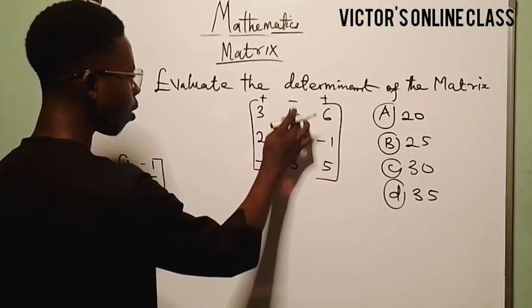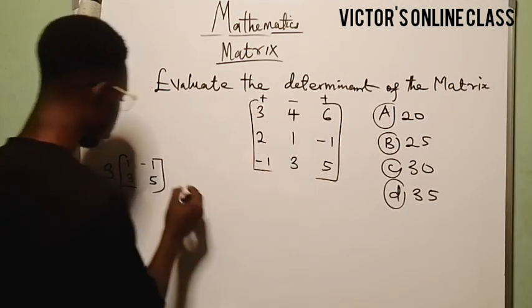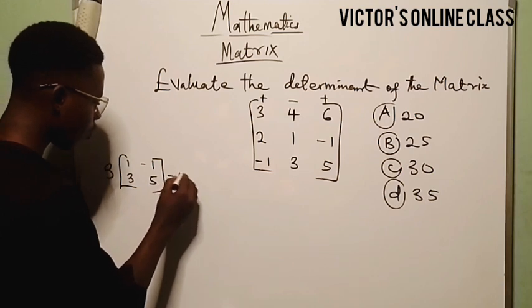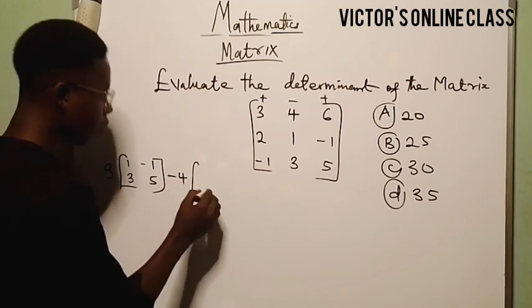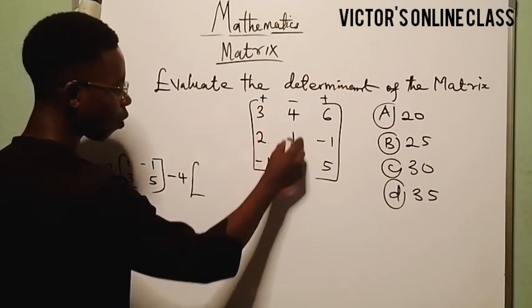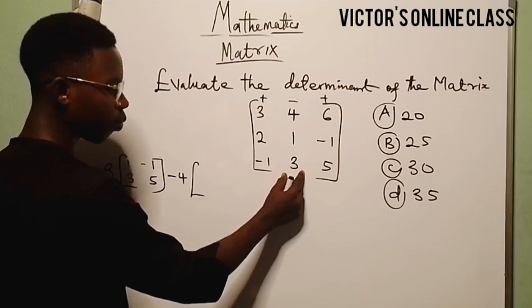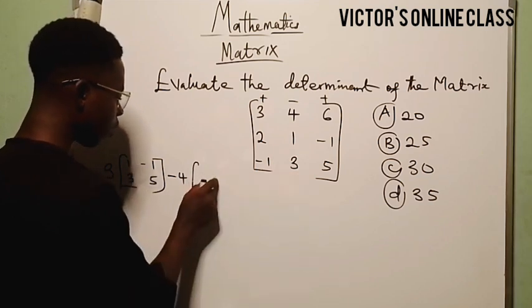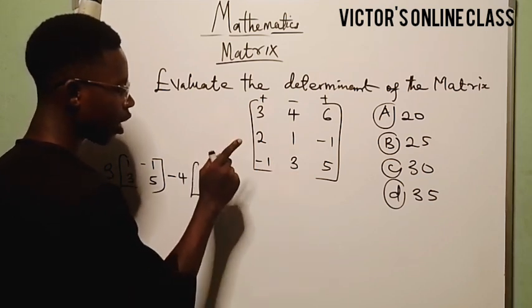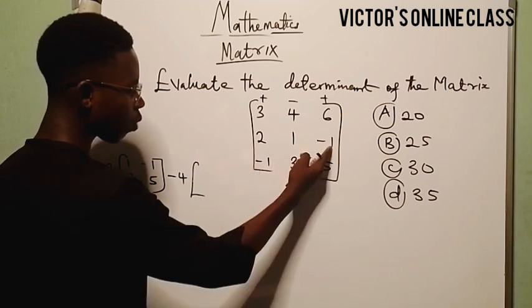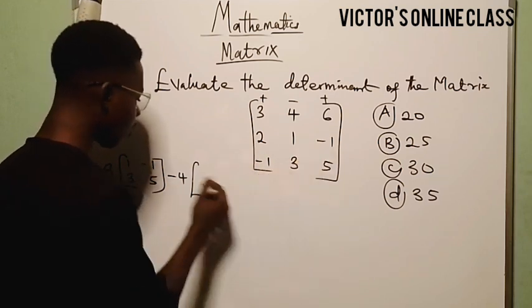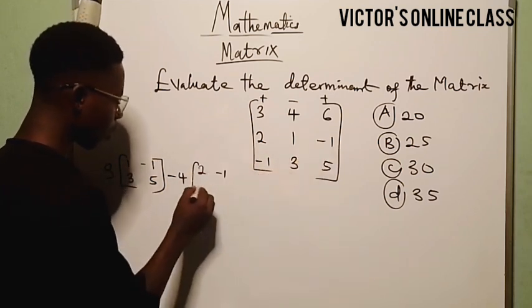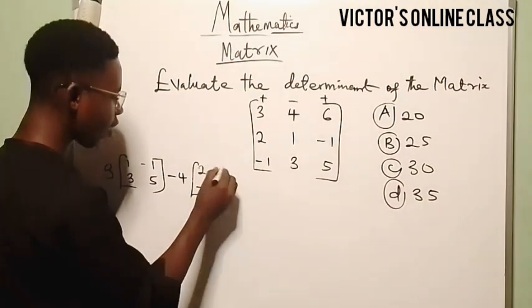Now you have here minus 4. You have minus 4. Any other thing under minus 4, don't include it inside the bracket. You will be left with 2, minus 1 and 5. You have 2, minus 1 and 5.